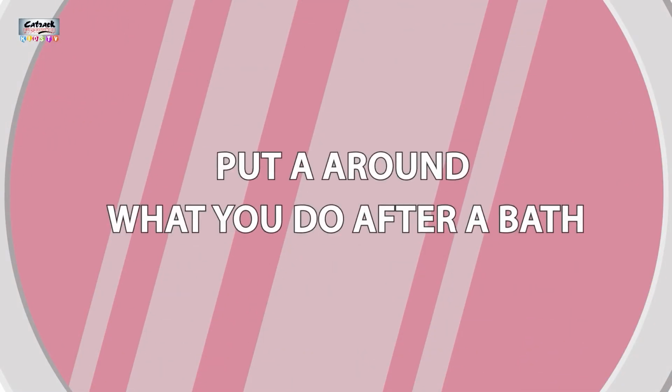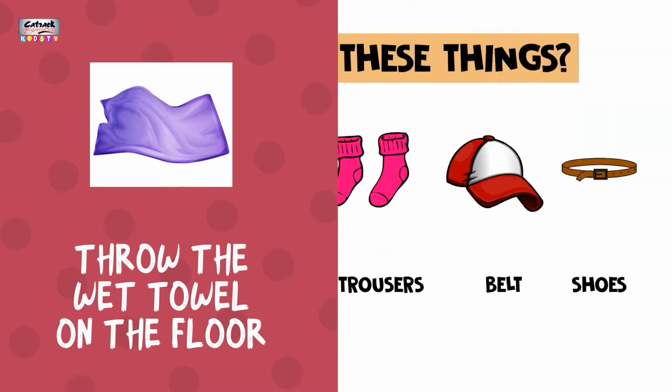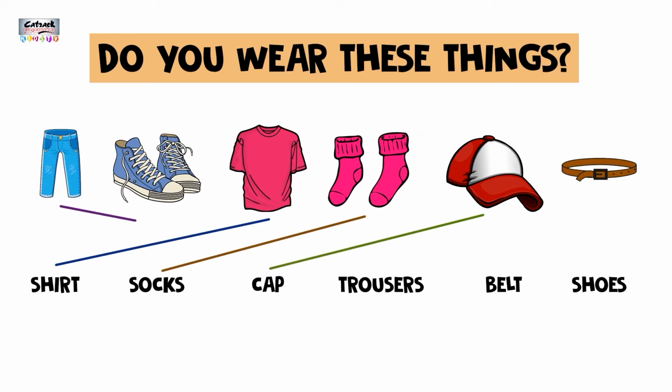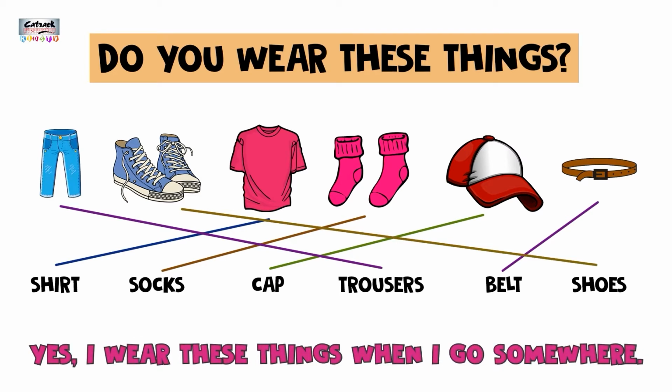Exercise 2. Put a circle around what you do after a bath. Throw the wet towel on the floor. Hang the wet towel to dry. I hang the wet towel to dry. Exercise 3. Do you wear these things? Draw lines from the picture to the word. Shirt. Socks. Cap. Trouser. Belt. Shoes. Yes, I wear these things when I go somewhere.